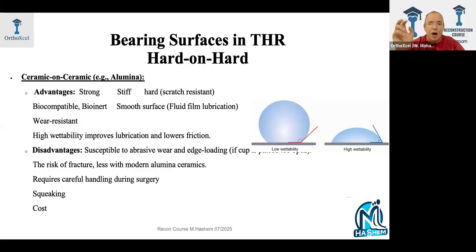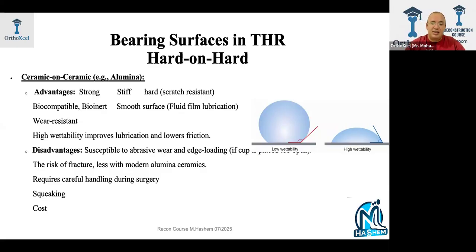The third word is hard. And hard is the opposite of soft. It means it is very scratch resistant. You walk all day, you drop objects, you put your chairs, you run, you jump over the ceramic, and it doesn't get notched, doesn't get scratched, doesn't get damaged or fractured until very late. So ceramic is a strong material, is a stiff material, is a hard material, and I hope the difference between the three words is clear to you.